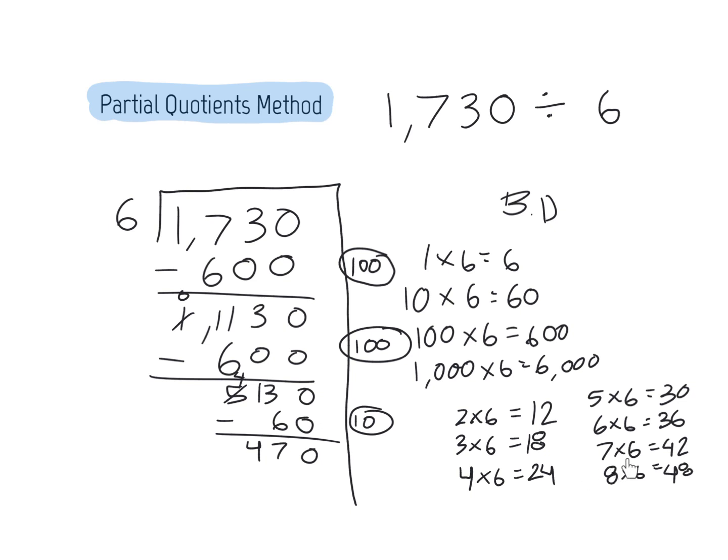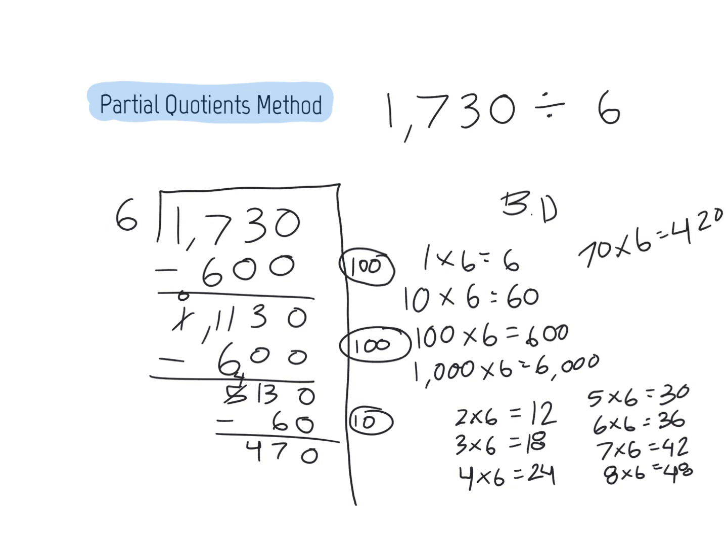Okay, I want to use this one. 7 times 6 equals 42. So knowing that 7 times 6 is 42, I can get this pretty close right here and say 70 times 6 equals 420.